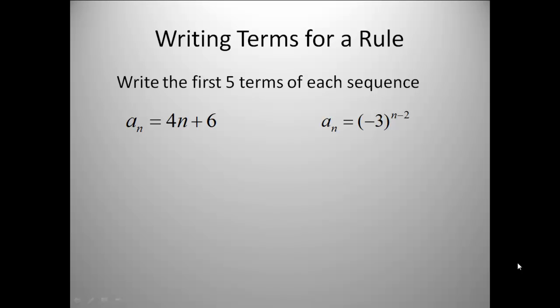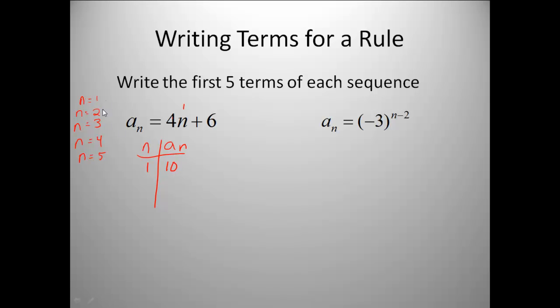Okay, there's going to be a couple different things that we can do with our sequences. This first example here says to write the first 5 terms of each sequence. Now, that means I need to let n equal 1, n equal 2, n equal 3, 4, and 5 for each of these cases. So to get n equals 1, I'm going to plug in a 1 for my n value. So I would take 4 times 1 is 4, plus 6 is 10. So my first term of this sequence is 10.